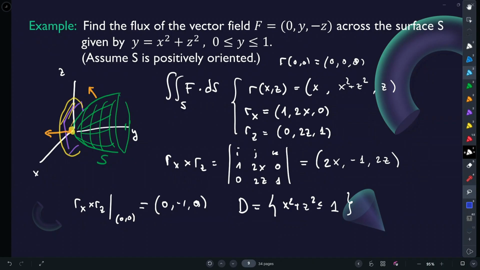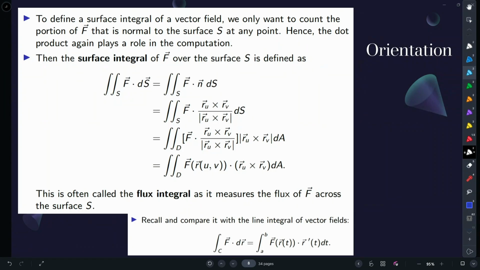Okay? This is in the xz plane. Maybe it would be clearer if I say that the domain are x and z values such that x squared plus z squared is less or equal to 1. That is my parameter. So let me, for a second, go back to the formula that I tried to follow. This is going to be this integral over the parameter domain: F evaluated at the parameterization of my surface, dot product, the cross product.